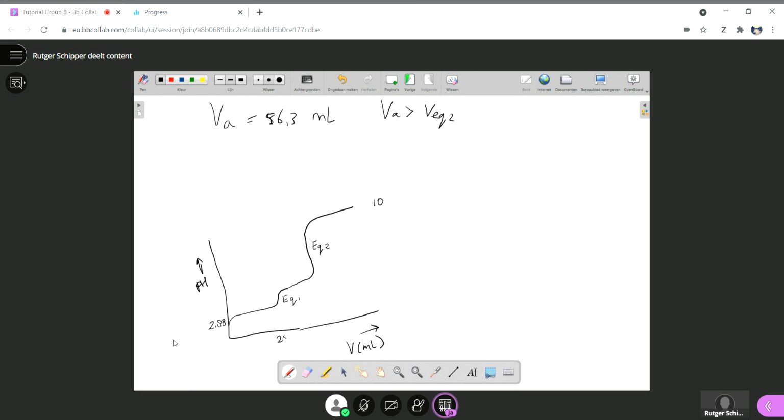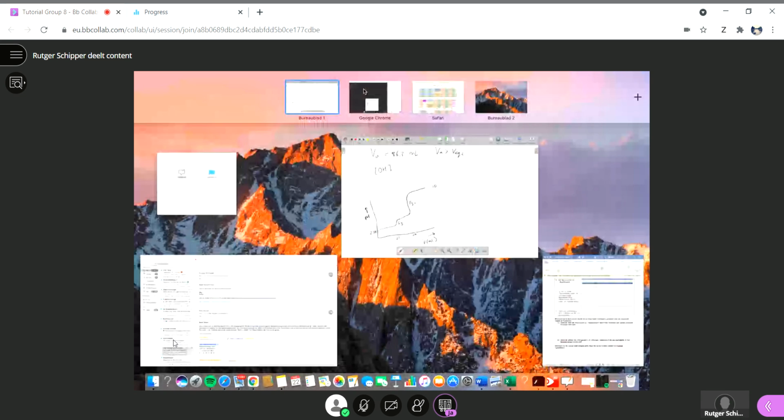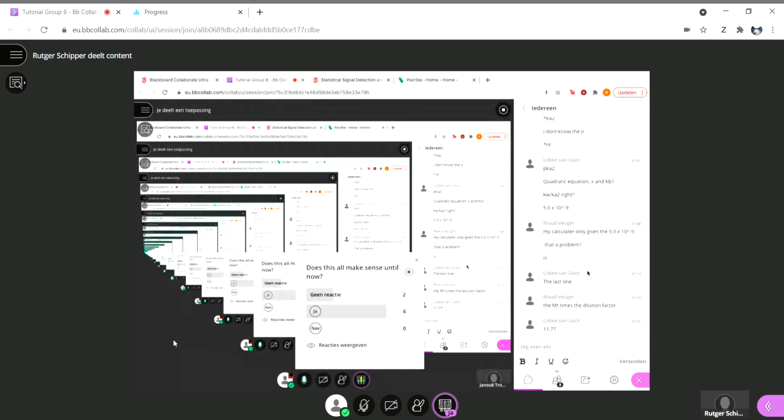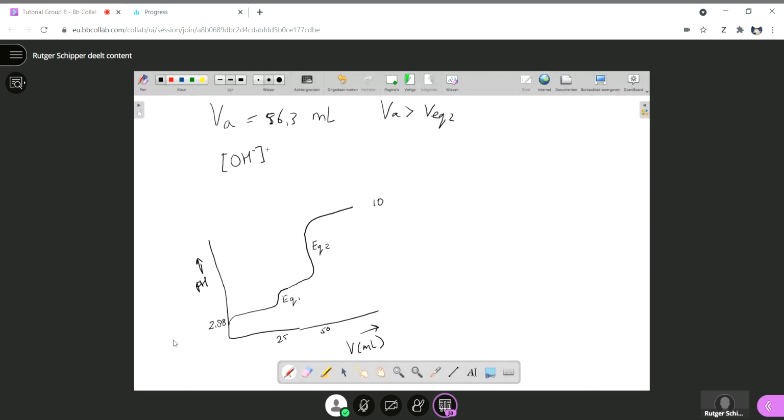So this is 25 and this is 50. So I will write it down for you what the formula was. Maybe you gave it some thought. So the hydroxide concentration, and there's a question. 11.77, yes, exactly right. Good job, Lopke. The hydroxide concentration is equal to the molarity of the titrant, which was, I think, 0.1 molar.